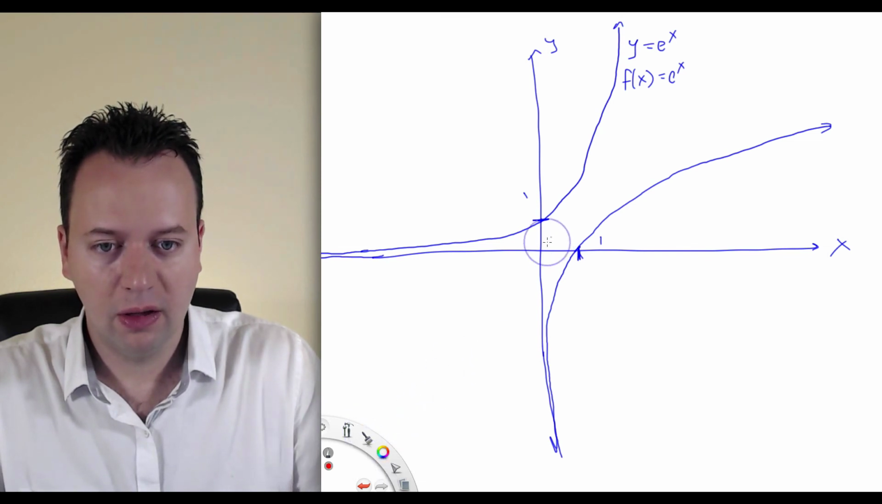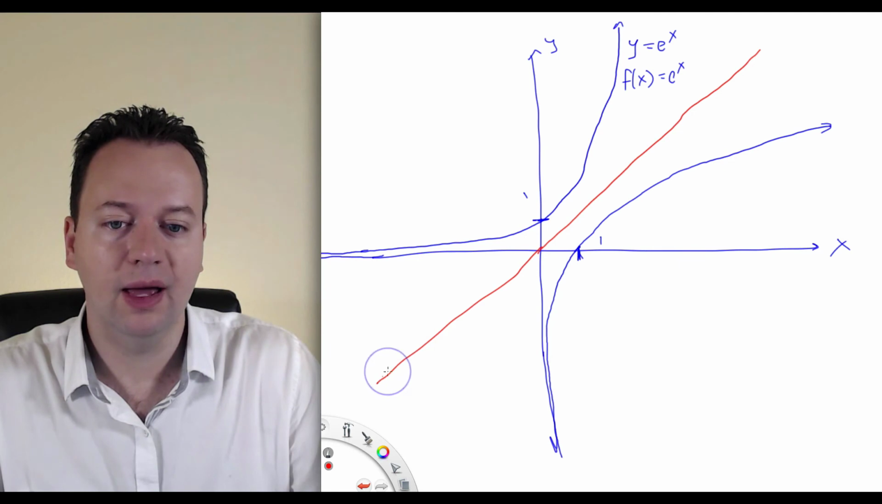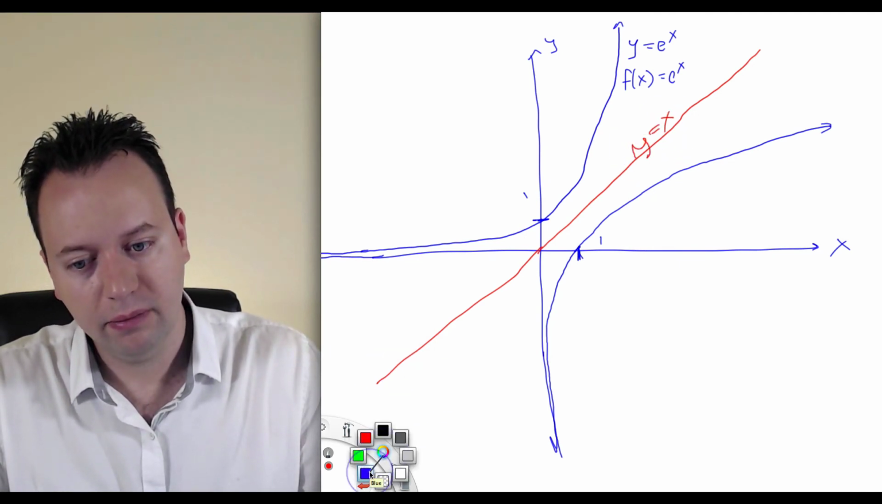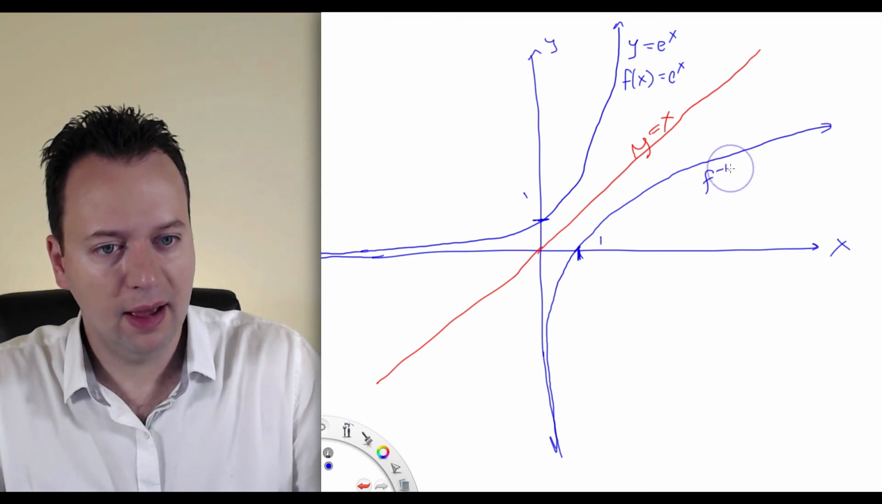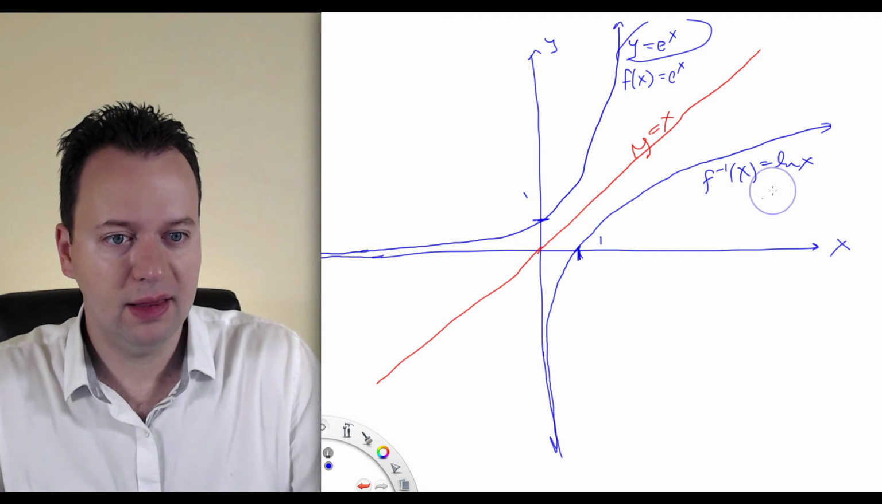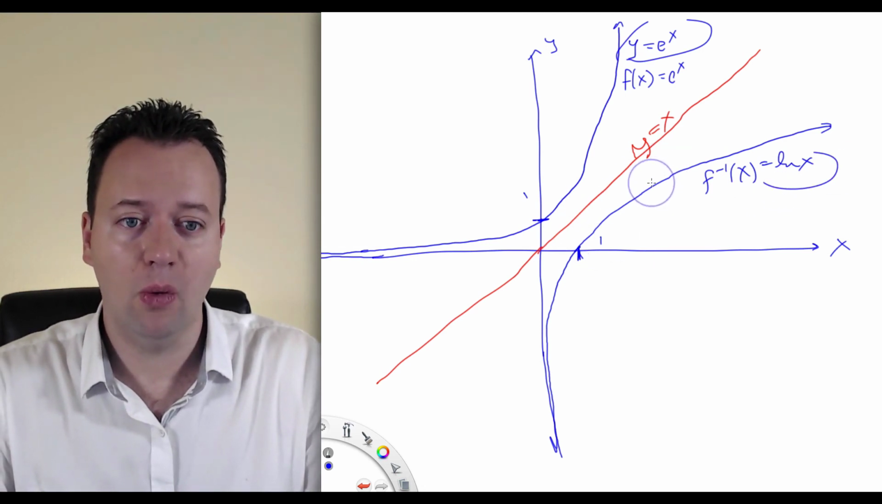And if we think about the line y is equal to x, and down here we had f inverse of x, which is equal to ln of x. We see that the graph for e to the x and the graph for ln of x are a perfect reflection of each other about the line y is equal to x.